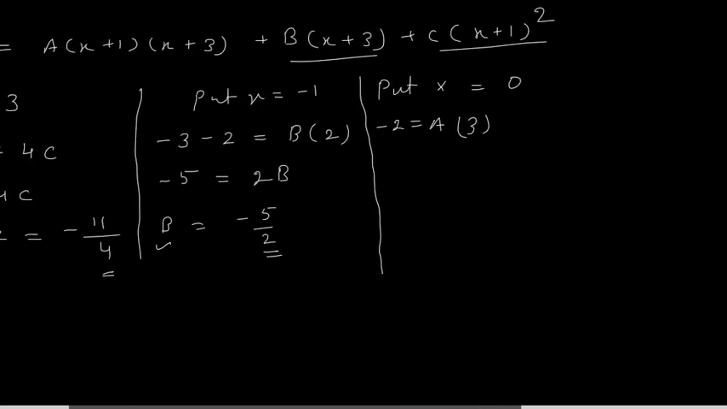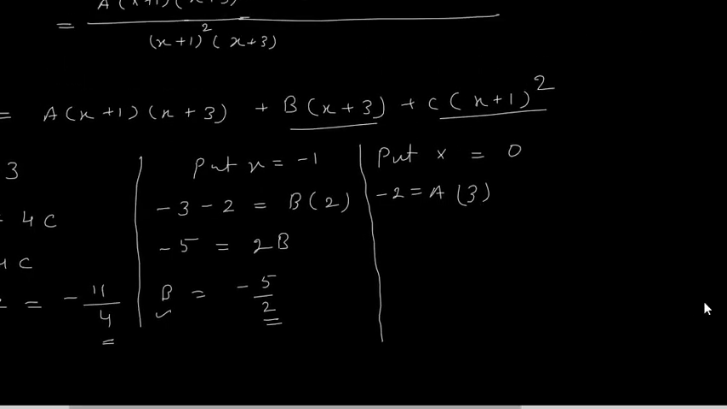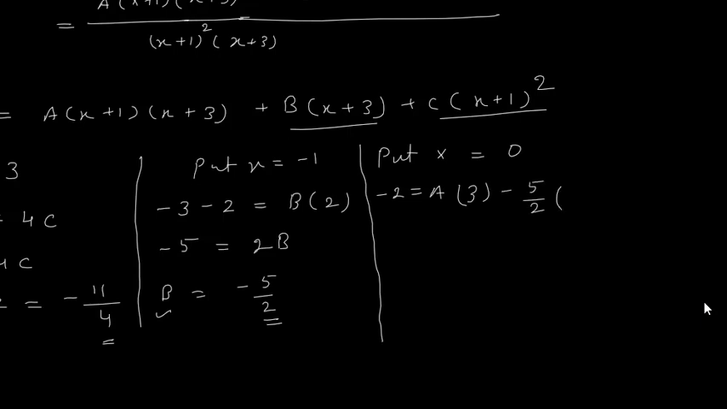Then we have plus b. The value of b is minus 5 upon 2. And the value of x we have taken 0, so here I have only 3. And then finally I have c, which is minus 11 upon 4. And here 0 plus 1 is 1, 1 square is 1. So therefore minus 2 is equal to 3a, minus 5 times 3 is 15, 15 upon 2, then minus 11 upon 4.